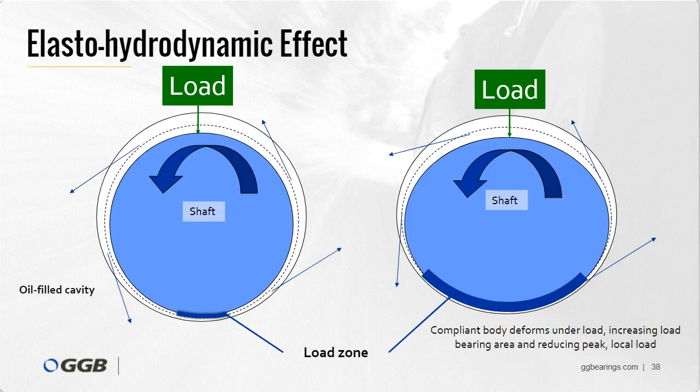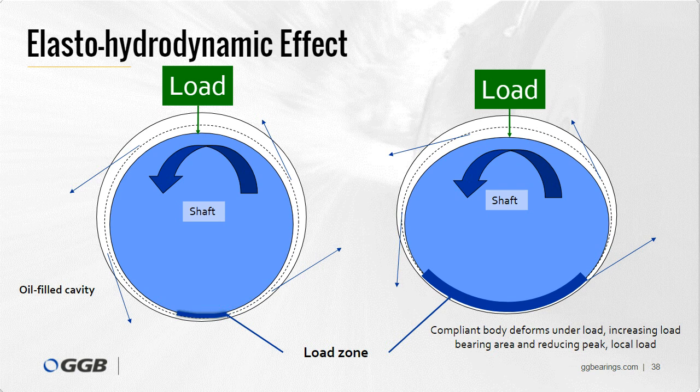So as I mentioned in the previous slide, it's normally the bearing at the forum in relation to the shaft with EHL, but I think here it's easier to show shaft deformation since it's the large component on the screen. In the image on the left, you can see that the shaft is round and the load zone is relatively small. In this case, we'll assume each material in the system is relatively hard and doesn't deform.